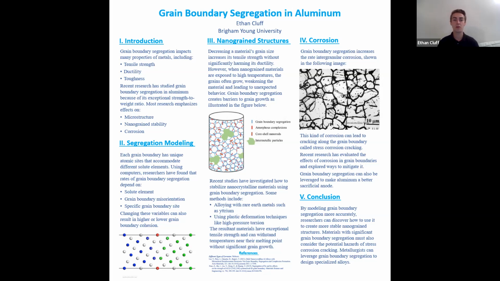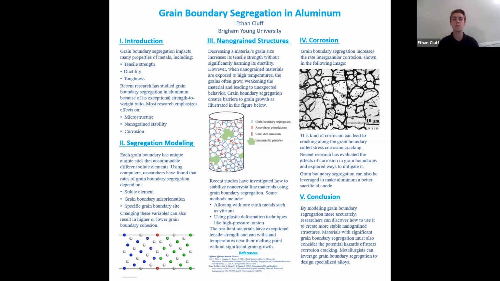Now, as you probably already know, grain boundaries in materials occur when two grains in a material are misaligned, and it leads to a lot of unique sites being created at a grain boundary that have different bond lengths than the rest of the material. As such, some solute elements segregate towards the grain boundary because it is an energetically favorable state for them.